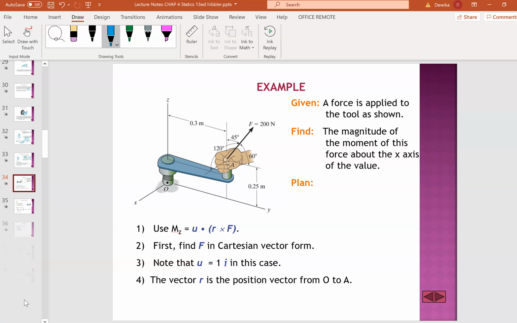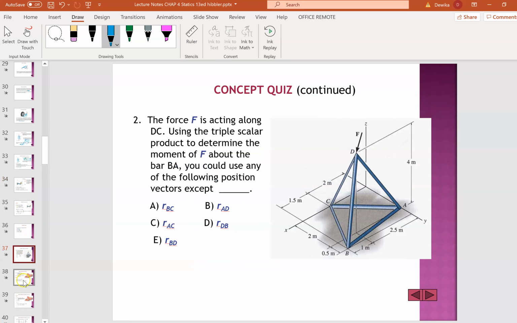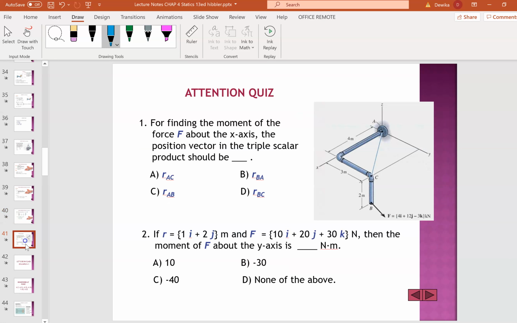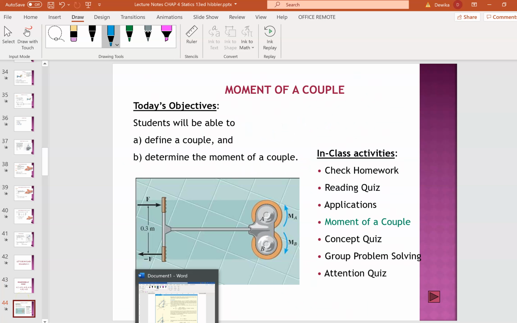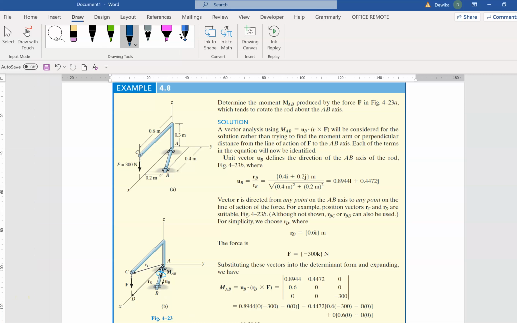The example in this lecture is rather easy, so I'm going to go into the textbook. Let's look at the textbook example. I'm looking at example 4.8 from the textbook. Determine the moment MAB produced by the force F, which tends to rotate about axis AB. So they want it to rotate about axis AB, which means you need to find the UAB, correct? They wrote it as UB, but it's actually UAB.